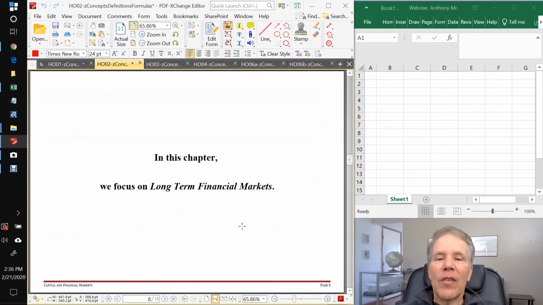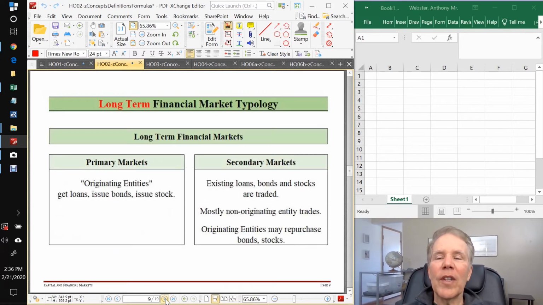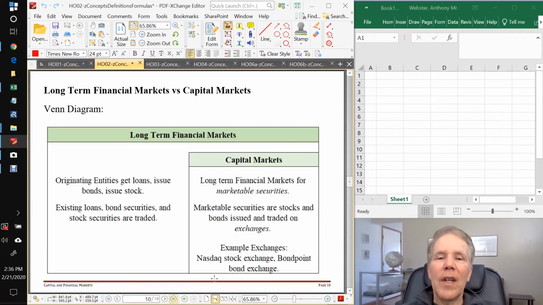Okay. So as we say, we're focused on long-term financial markets, and there are two types of those. Primary markets, that's where you go to issue stock or get a loan or issue bonds. And secondary markets are where stocks and bonds are traded among all of us mere mortals. And also the issuing company can get involved by buying back their stock. That would be a secondary market transaction, or buying back their bonds. Okay, and capital markets are a subset of long-term financial markets. Capital markets are restricted to marketable securities.